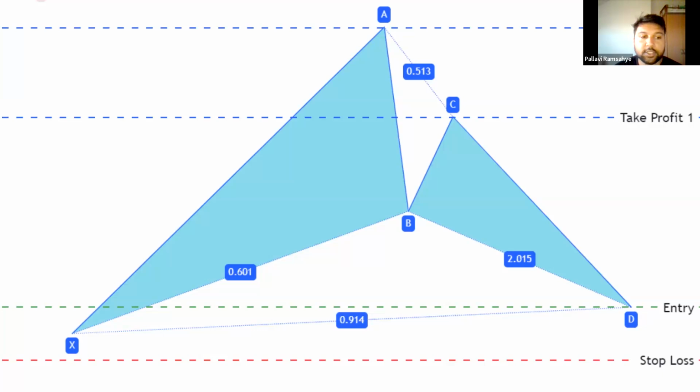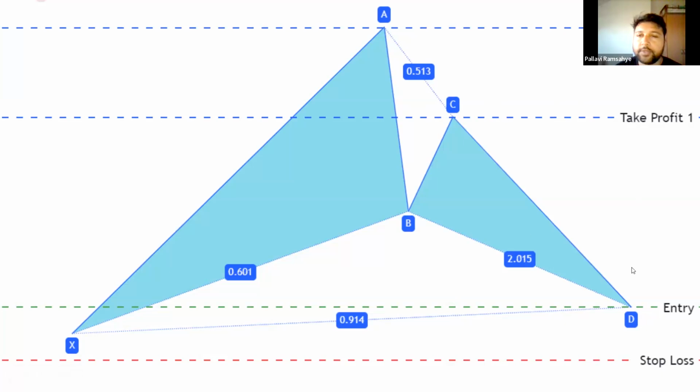And then for the stop loss, it's always under point X. You always put your stop loss under that. And then for the take profit 1, you can place that at C. And then take profit 2, you can place that at A, okay? My advice for beginners, anybody starting out trading, would be just to place take profit 2, and not to complicate things.